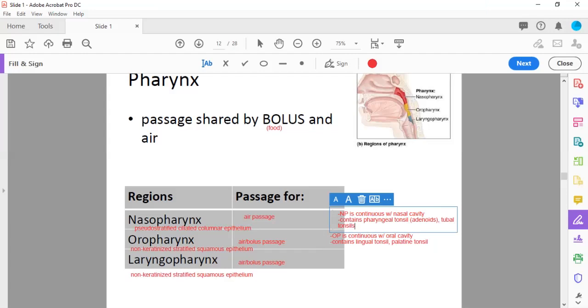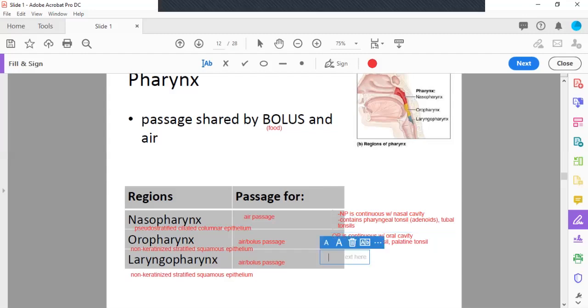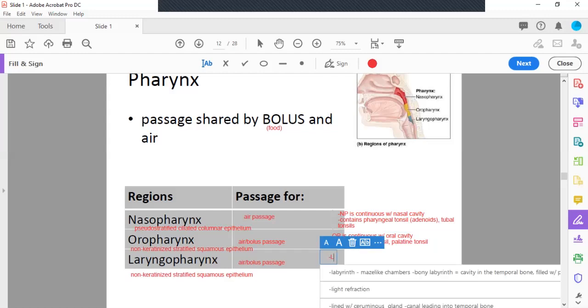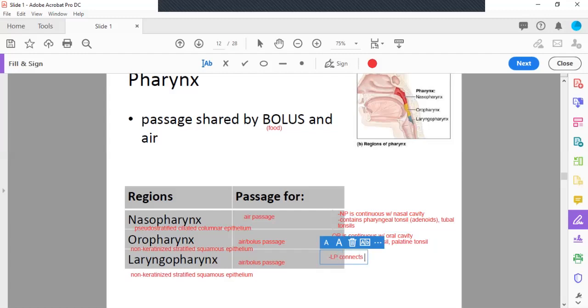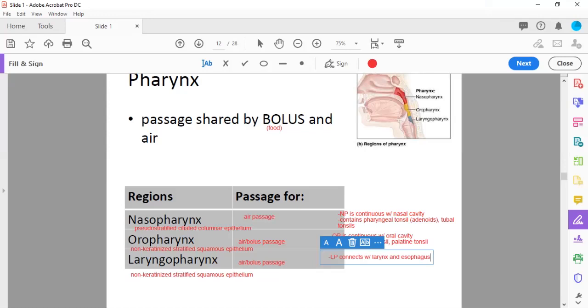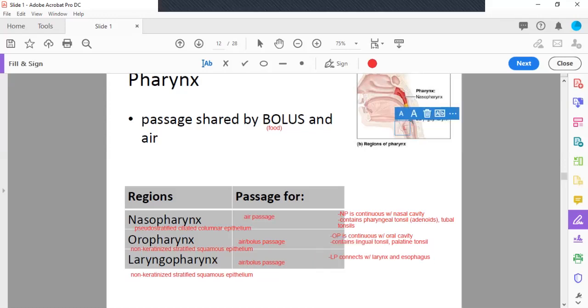Okay, very good. And the laryngopharynx, LP, connects with the larynx and esophagus. So it connects with the larynx, L, right here, and the esophagus behind that. So it connects with the larynx in the front and the esophagus in the back. Very good. Let's move on to the next slide.